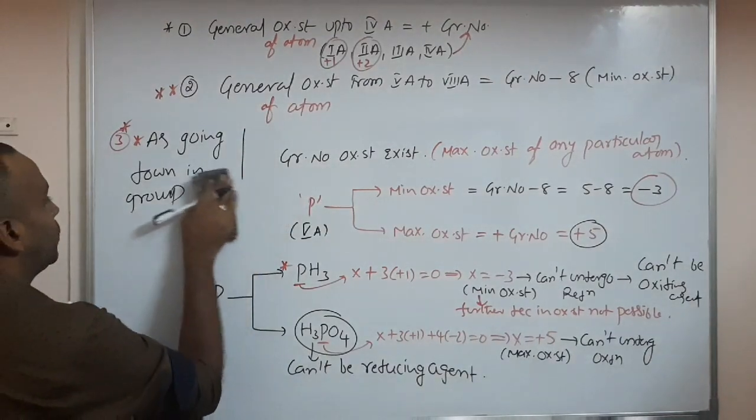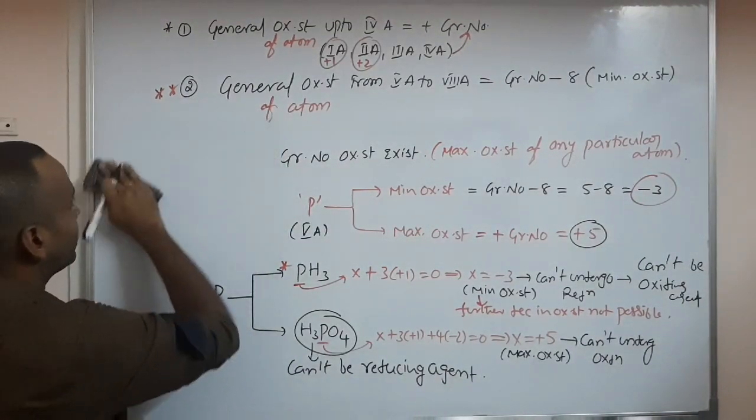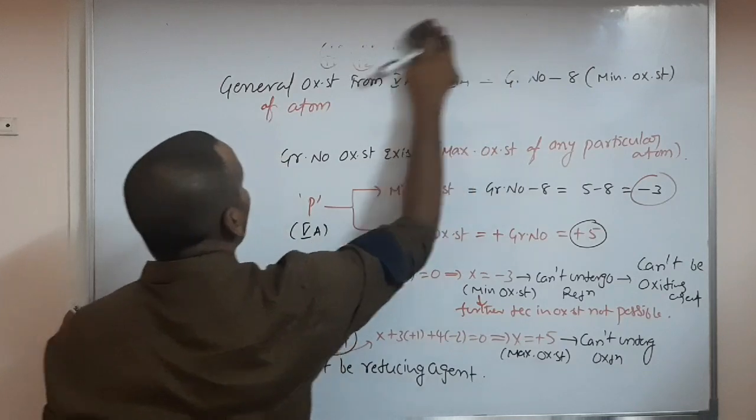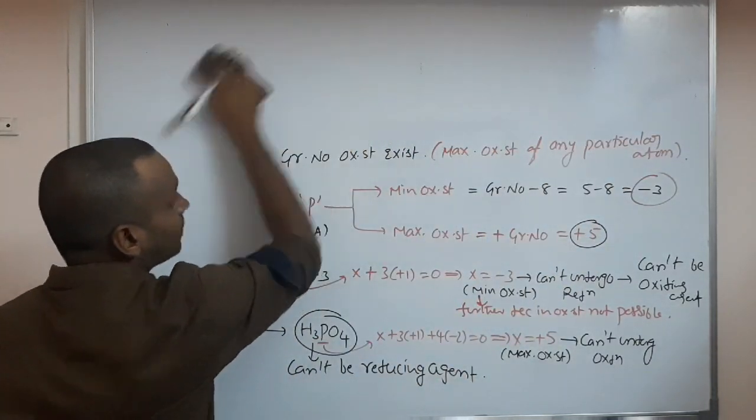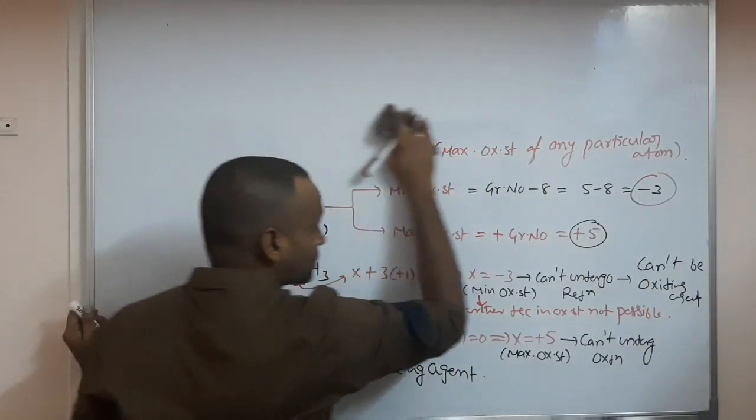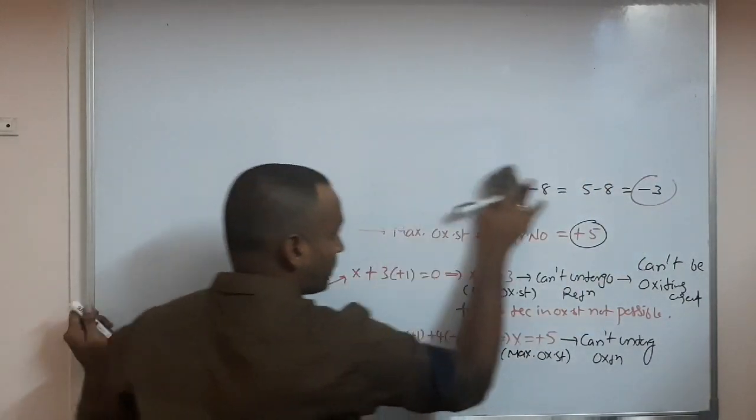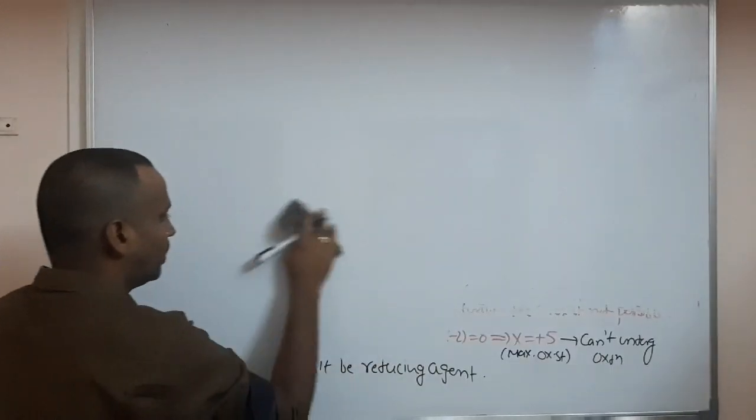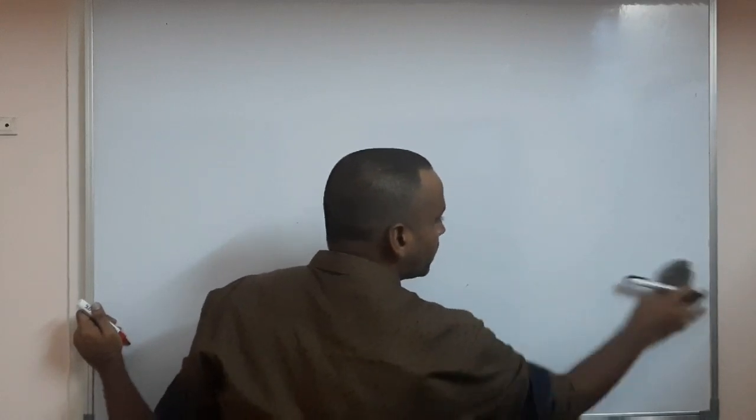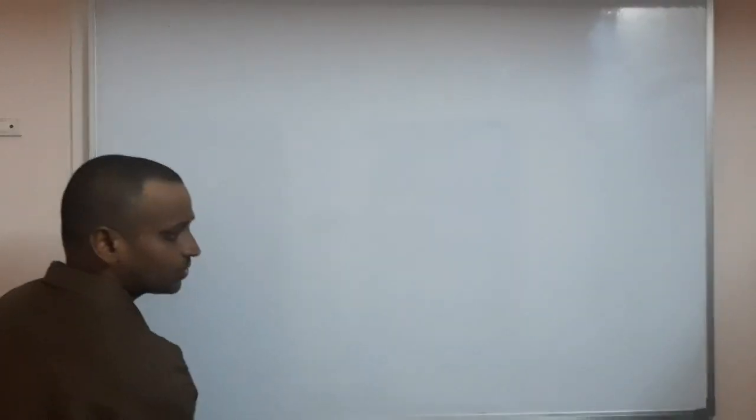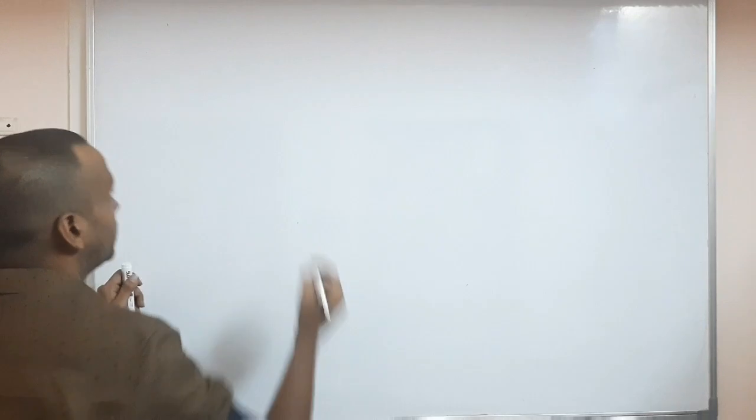So finally, what I said: who has the minimum oxidation state? Group number -8. What is the maximum oxidation state? Group number for a particular atom. From 5th group to 8th group, and 3rd and 4th group also, group number is the maximum. No need to worry about 3rd and 4th group. Why am I not talking about group 1 and 2? Because group 1 is always +1, group 2 is always +2.